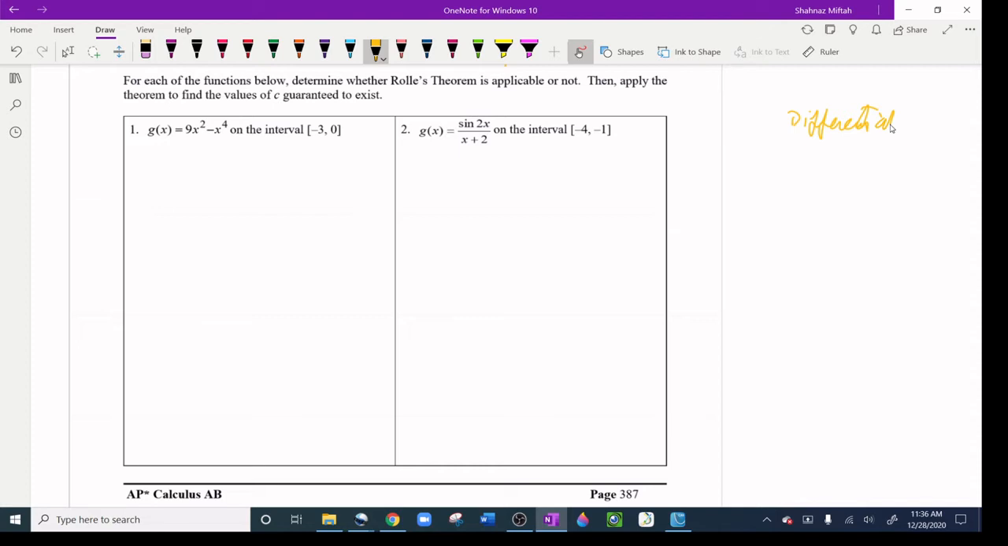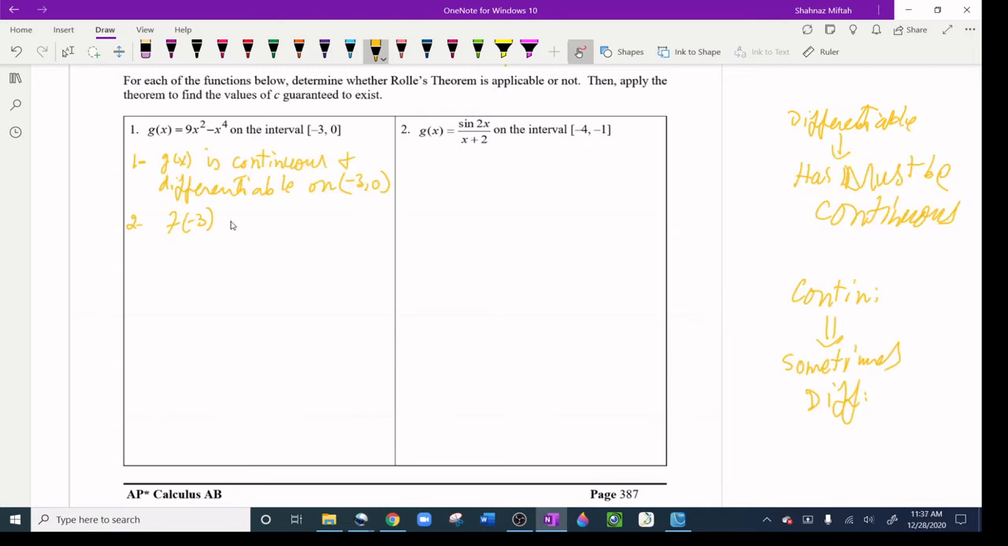Now the other one is f of a and f of b. So what is f of -3, and I have to find f of 0. Then we can say f of a and b are equal to each other. If I plug in -3 here, I'm gonna get 0. If I plug in 0 here, I'm gonna get 0. So yes, f of -3 is equal to f of 0, and both of them are equal to 0. So Rolle's theorem is applicable.